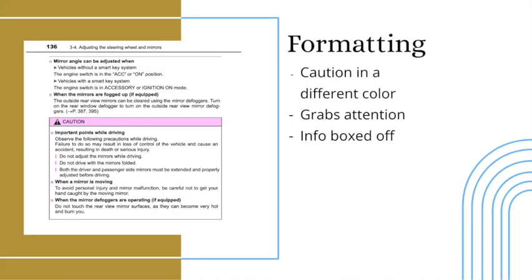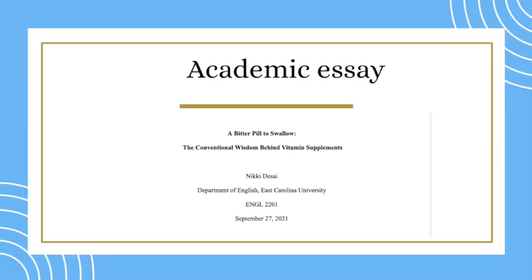Another feature that makes this document very efficient is their use of formatting. So in the picture you can see that caution is in a different color and it is also boxed off so it grabs the reader's attention. So now I will compare that user manual to an academic essay that I wrote in English 2201. So first I'll show the features of this essay and then I'll compare the two at the end.